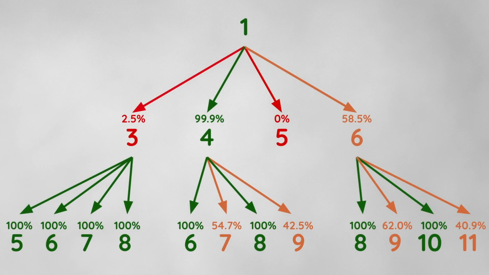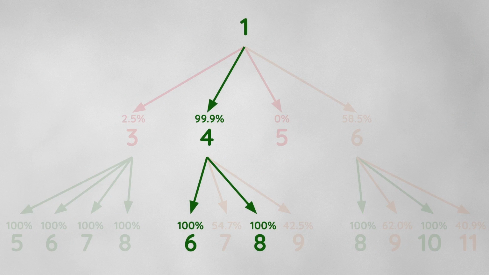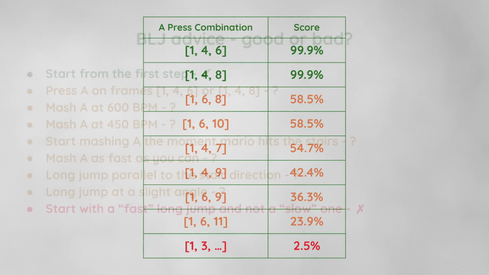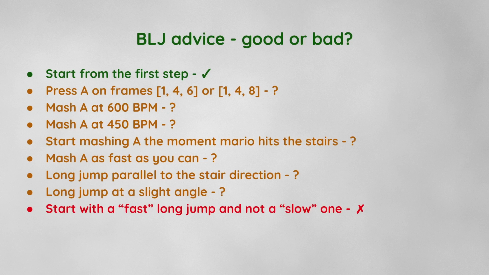So we finally have scores for all the possible A-press combinations, where the 1-4-6 and 1-4-8 combinations emerge as the clear winner. By multiplying the scores for the second and third clips, we get combined scores for each combination. It should be stressed that these scores shouldn't necessarily be viewed as a probability of success, because we didn't look at how likely each initial condition was to occur, but they suffice to show that some combinations are definitely better than others. So we've conclusively proven that pressing A on frames 1-4-6 or 1-4-8 is definitely a good idea.